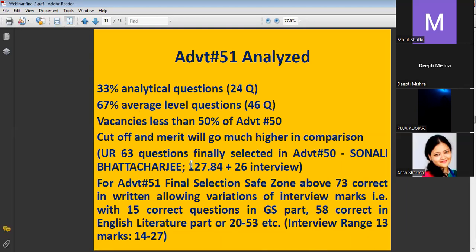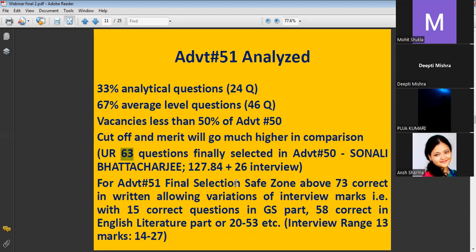Now, there are a lot of people with 127.84 marks in the marks list of Advt 50, but towards the end, I think the name that I saw was Miss Sonali Bhattacharjee, and she got 127.84 marks in the questions, and 26 in the interview. Now 127.84, because they were multiplying it with 2.05 or something, so that is approximately 63 questions. So in Advt 50, when the number of seats were double of Advt 51, 63 correct questions got you final selection, not the cutoff, got you final selection.